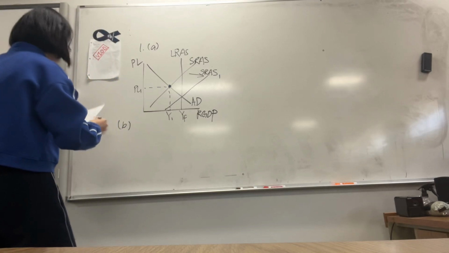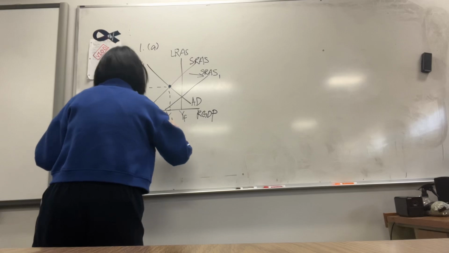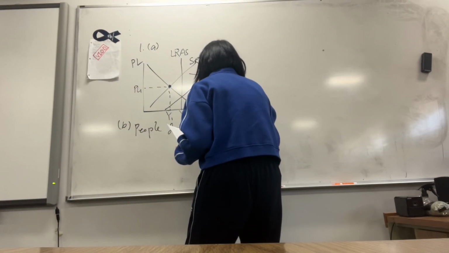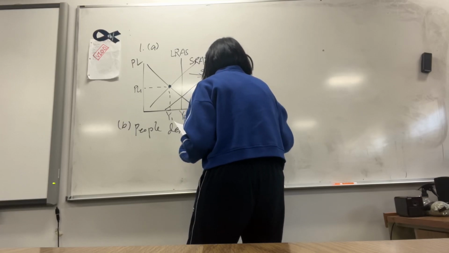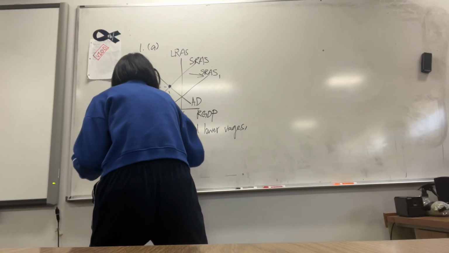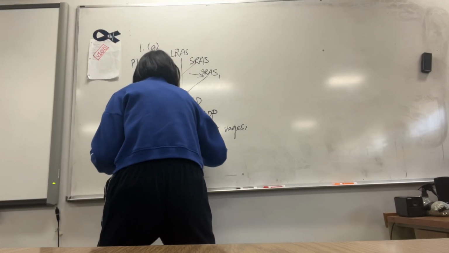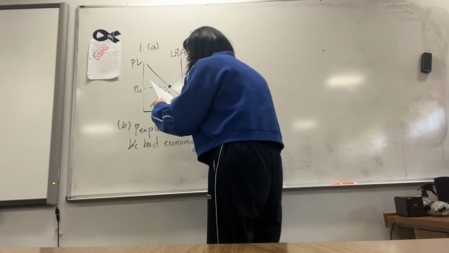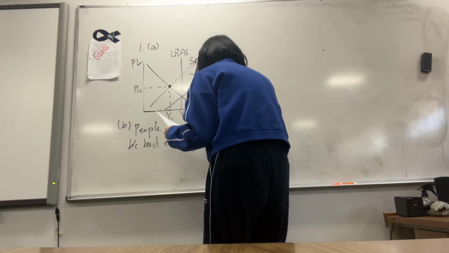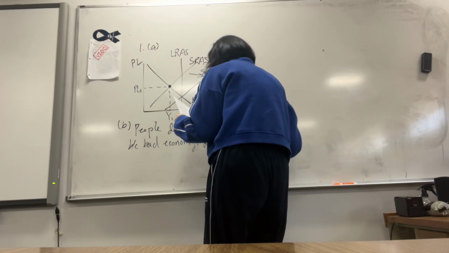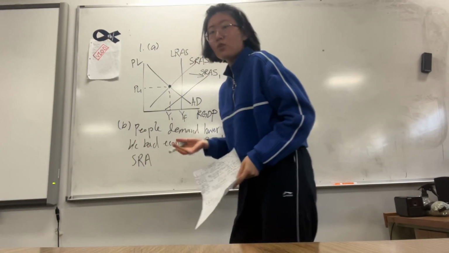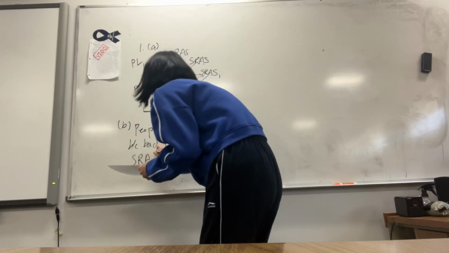It says to explain, so you can just say people demand lower wages because of the bad economy. If it asks you to explain, just make sure you write it in a whole sentence, or you can show the chains, like which one causes which. That is also fine. Just let the judges for your AP test know what you're thinking, what your logic is.